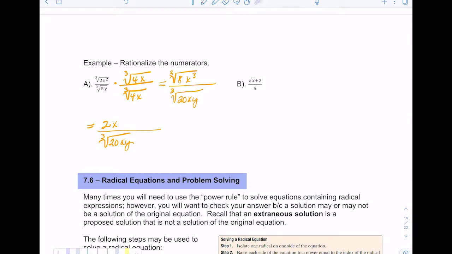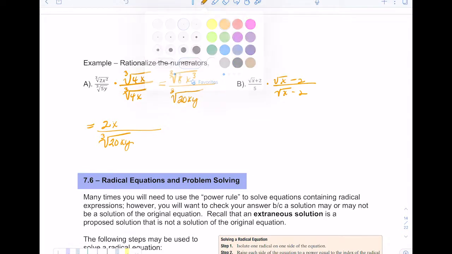In letter B, I have an expression that's a sum. So you have a square root plus 2. To remove it, what would I need to multiply by? Okay, I'm going to multiply by the conjugate, which is the square root of x minus 2 on the top and the bottom. And now I'm just going to multiply across.